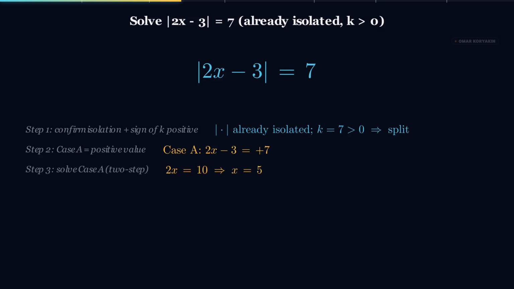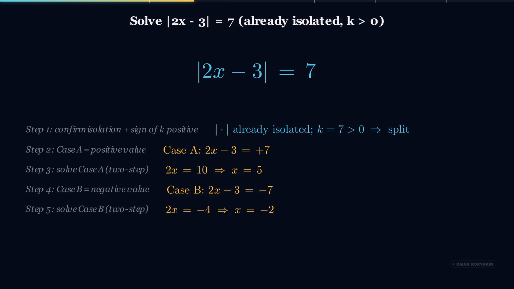Step 3. Solve case 1. Add 3 to both sides of 2x minus 3 equals 7 to get 2x equals 10. Divide both sides by 2 to get x equals 5. Case 1 solution is x equals 5. Solve case 2. Add 3 to both sides of 2x minus 3 equals negative 7 to get 2x equals negative 4. Divide both sides by 2 to get x equals negative 2. Case 2 solution is x equals negative 2.